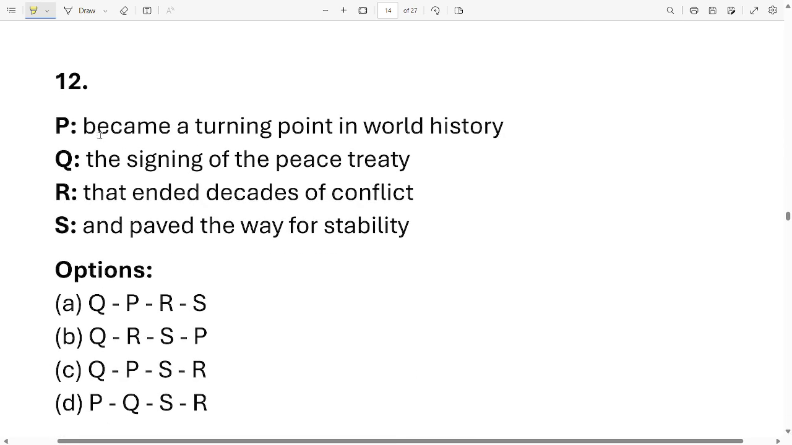Big, fourth sentence: became a turning point in world history, the signing of the peace treaty that ended decades of conflict and paved the way for sustainability. Okay, now rearrange these four sentences in a sequence.